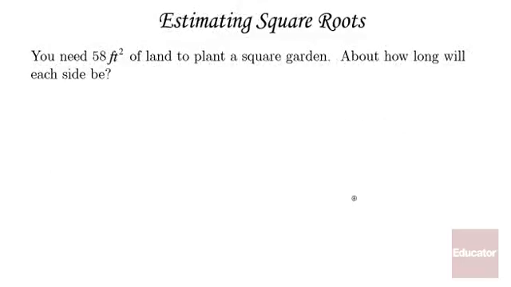Let's try some more estimating square roots. You need 58 feet squared of land to plant a square garden. About how long will each side be? Well, because 58 isn't a perfect square, the problem asks us about how long each side is going to be. So we're going to be planting a square garden, and we want to know how long we can make each side of the garden in order to be able to fit it inside the plot of land.